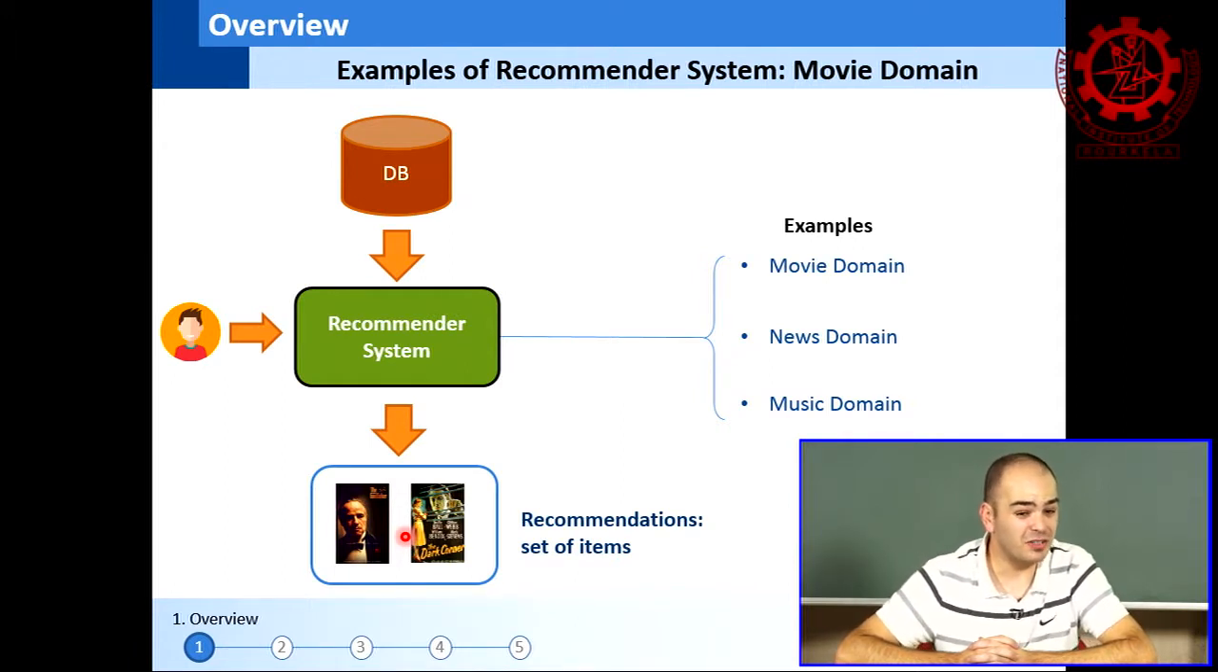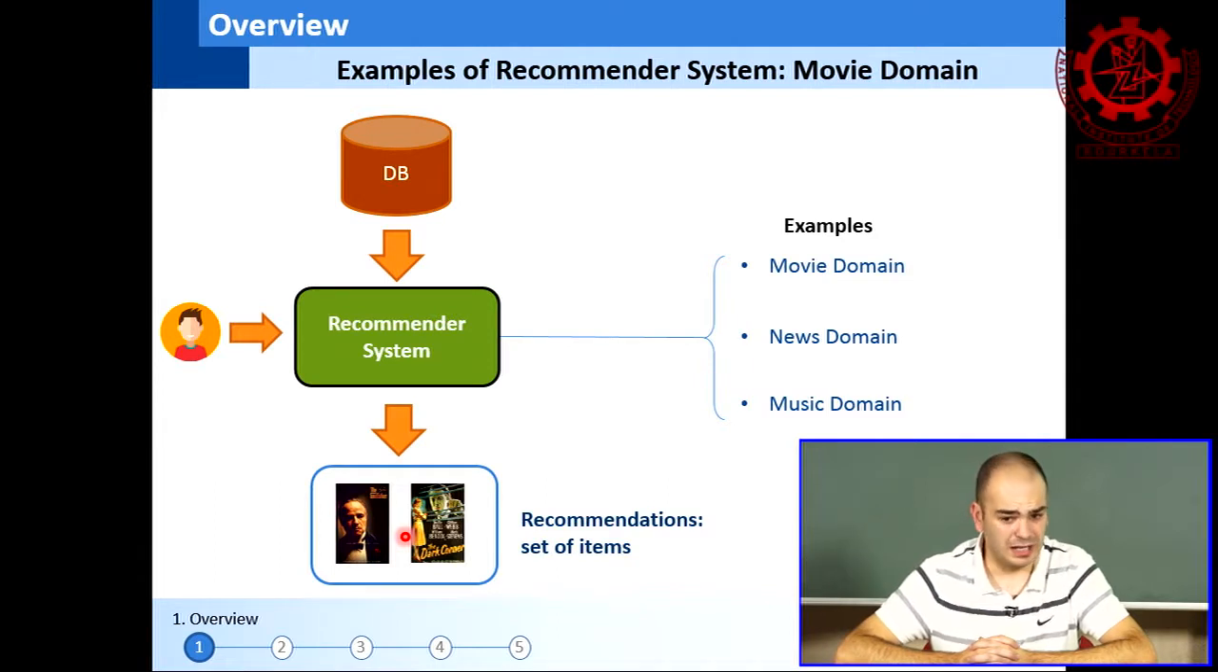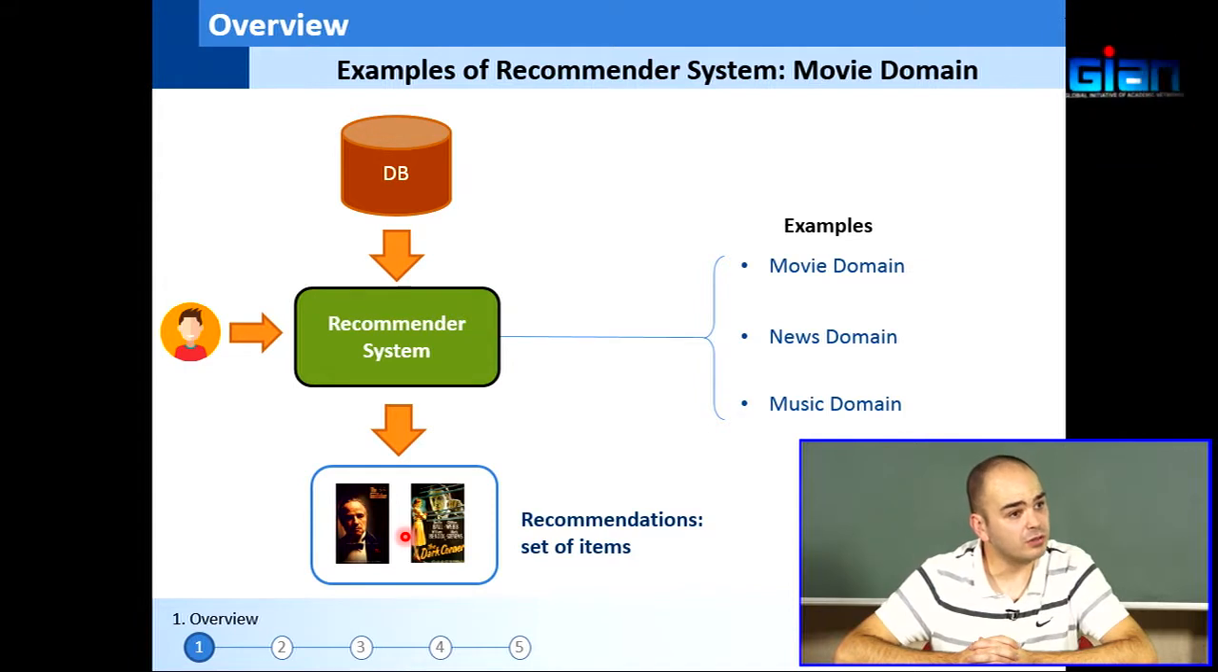Another kind of recommender system could be based on news. We want to provide recommendations on the latest news for users. Or, for example, we want to develop a recommender system on music, where we want to provide recommendations on songs to the users. Just consider these three examples, because there are different kinds of recommender systems.